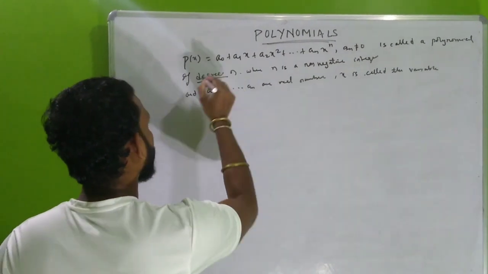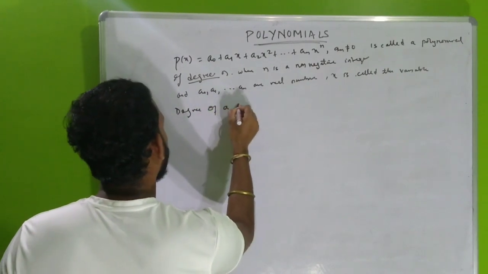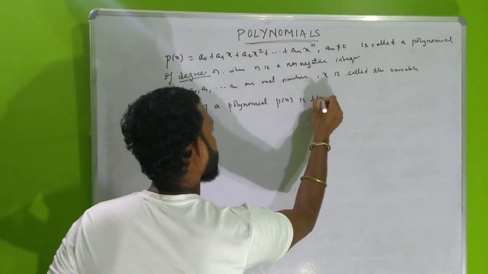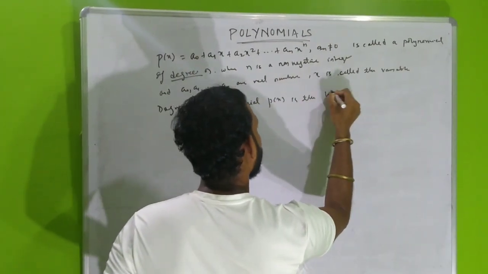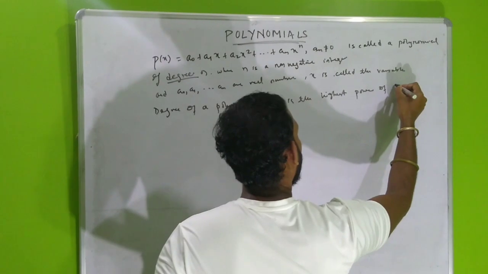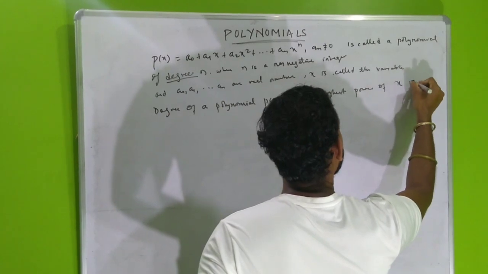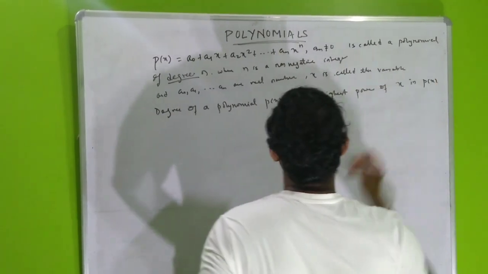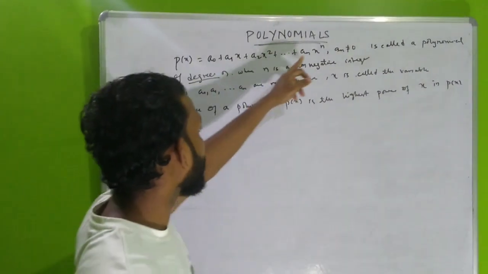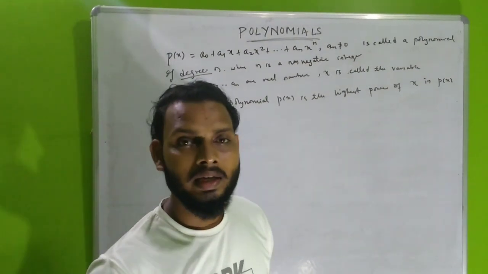So what is actually the degree of a polynomial? Let me define that. The degree of a polynomial p of x is the highest power of x in p of x. That means here the highest power of x is n, so I will say this is a polynomial of degree n.